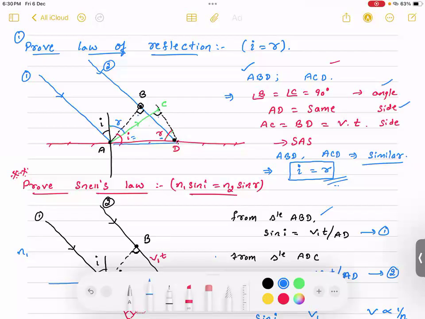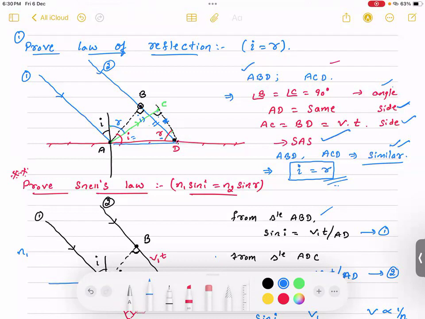Then when the ray travels from A to C, by the same time the ray will travel from B to D. Yes, sir. So you can say AC is equal to BD. So in any two triangles, if two sides and one angle are equal, from the concept of SAS postulate, these two triangles are similar.